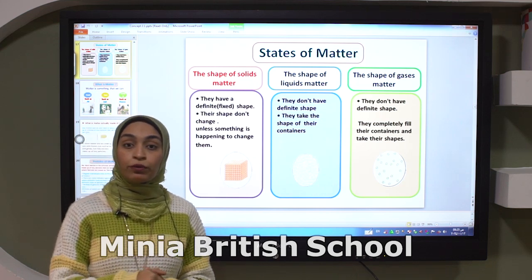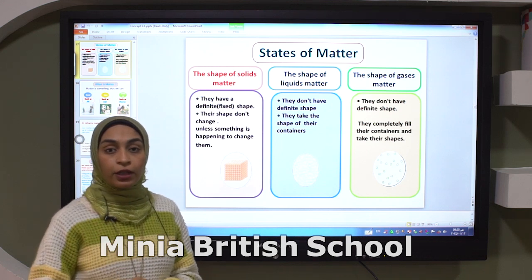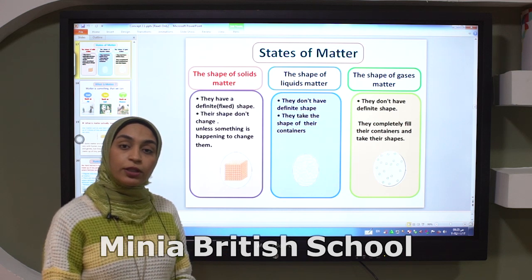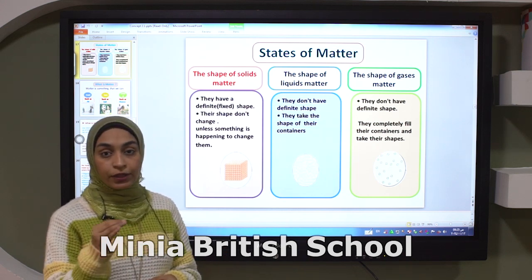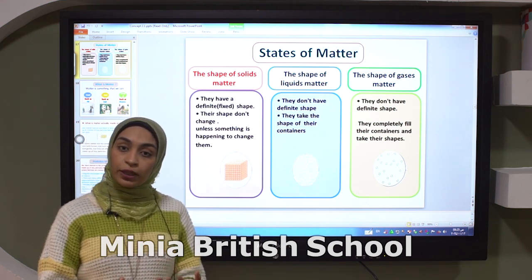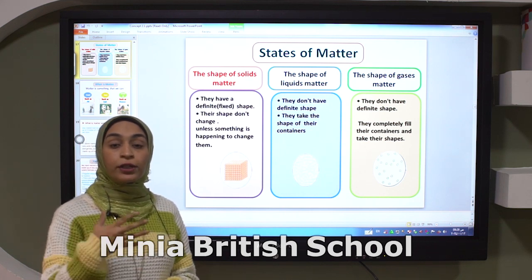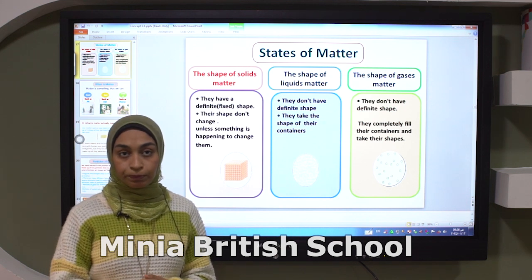What about the motion of the particles? We know that any matter consists of small tiny particles. What is their motion? In the solid state, they move a little bit, so they have the least thermal energy. The liquid state moves moderately, so it has moderate thermal energy, and gases have the highest thermal energy, so they move completely free.